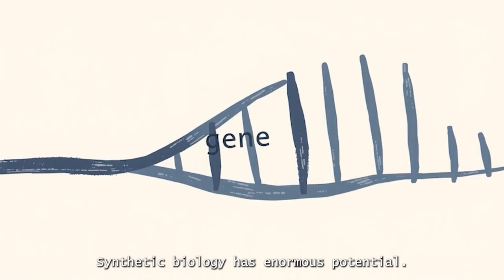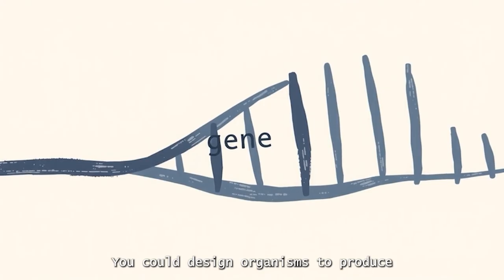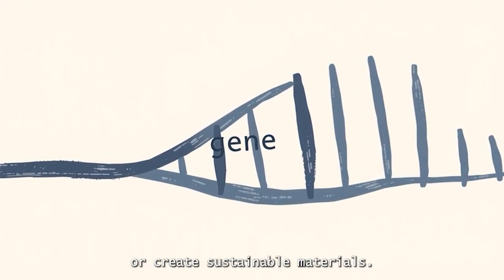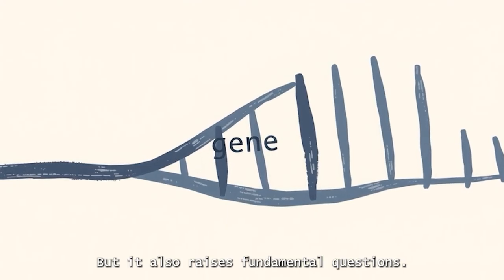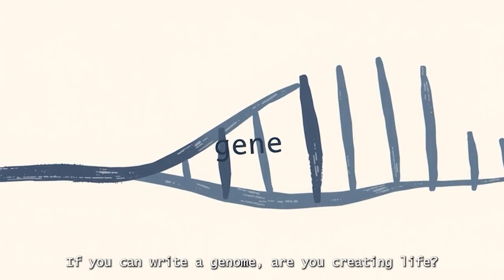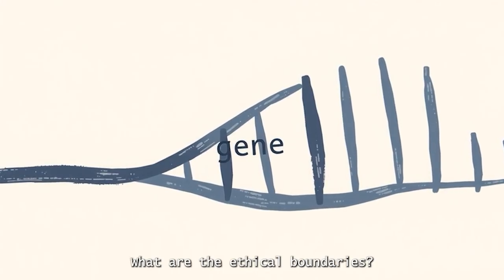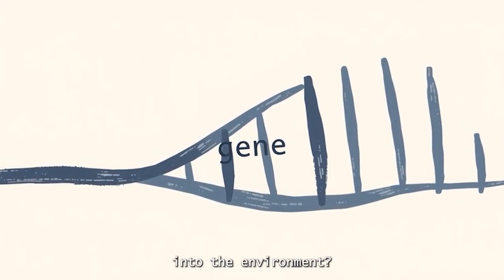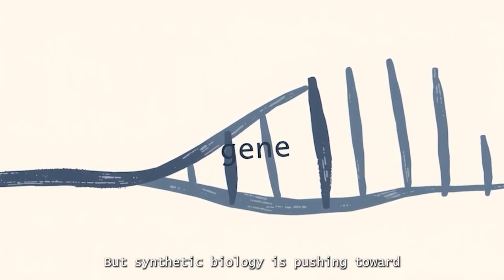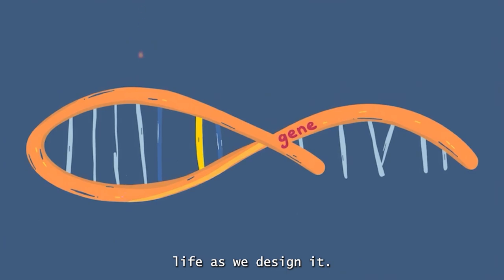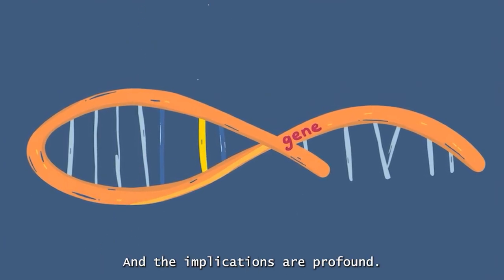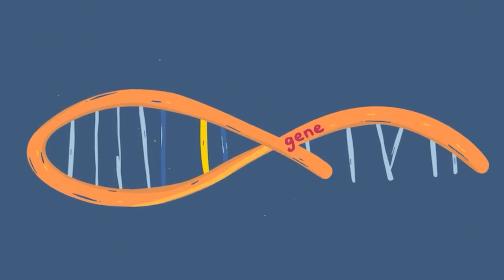Synthetic biology has enormous potential. You could design organisms to produce medicines, clean up pollution, or create sustainable materials. But it also raises fundamental questions. If you can write a genome, are you creating life? What are the ethical boundaries? What if a synthetic organism escapes into the environment? DNA controls life as we know it, but synthetic biology is pushing toward life as we design it. It's a shift from reading the code to writing it, and the implications are profound.